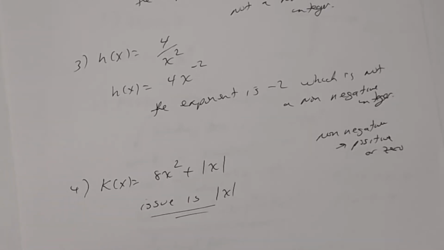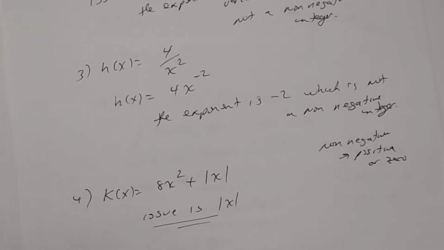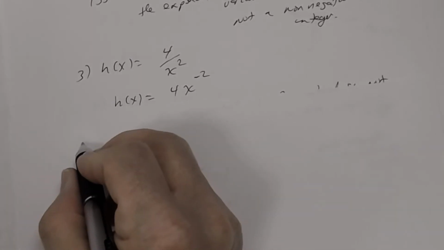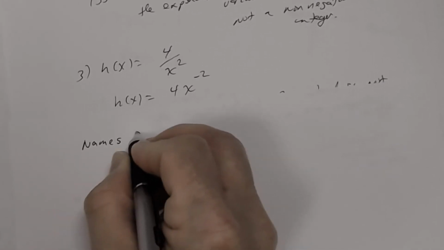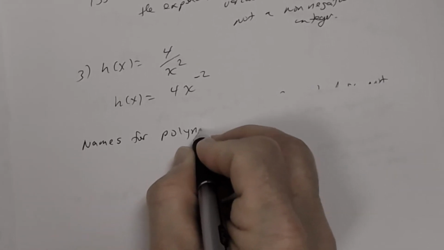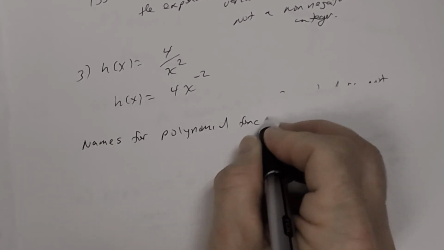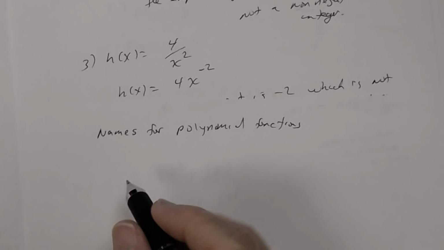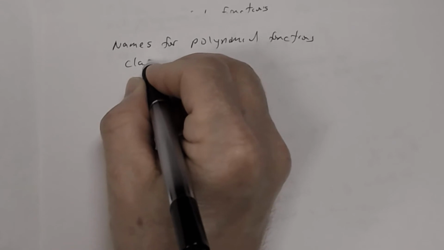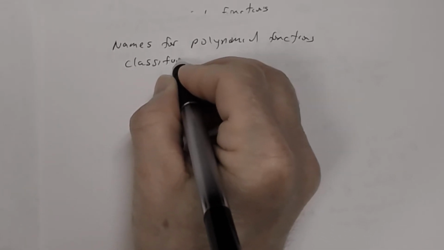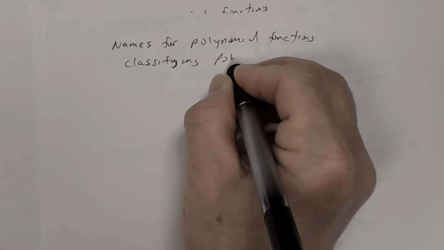Now the next thing I want to do is talk about some names for some of these polynomial functions. There are special names. Okay, so listen carefully to this. So names for polynomial functions. Sometimes you'll see the directions stated like classify. So classifying polynomial functions.